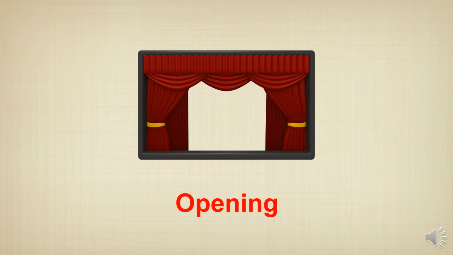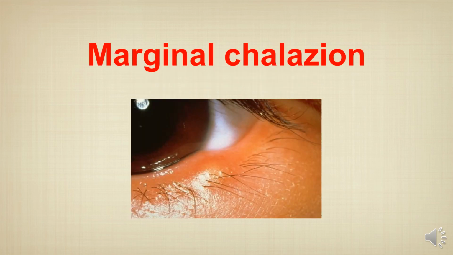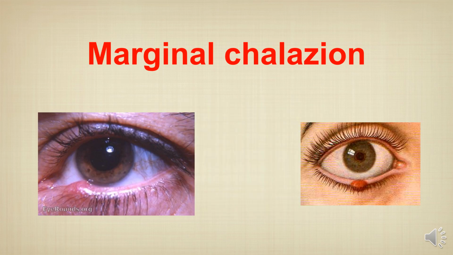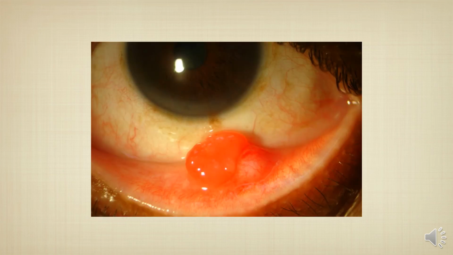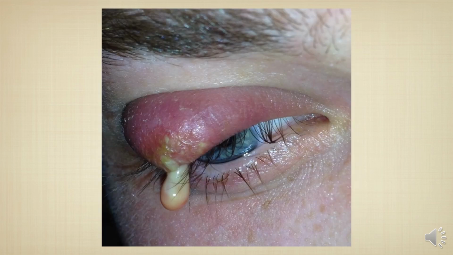Chalazion may open at the lid margin, producing marginal chalazion. Other examples of marginal chalazion. It may also open through the palpebral conjunctiva.